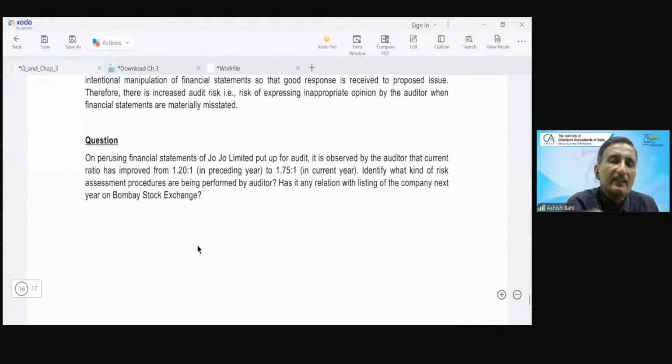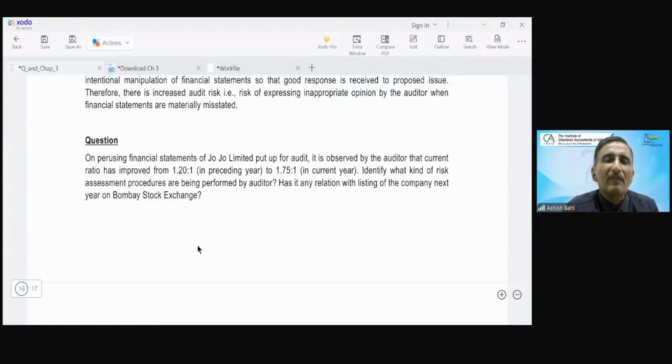So the next question is also a continuing part of question number 25. On perusing financial statements of this company, it is observed by the auditor that current ratio has improved from 1.20 to 1.75. Sudden jump. Identify what kind of risk assessment procedures are being performed by the auditor. Has it any relation with listing of the company? Now, which kind of procedures are being performed by the auditor?